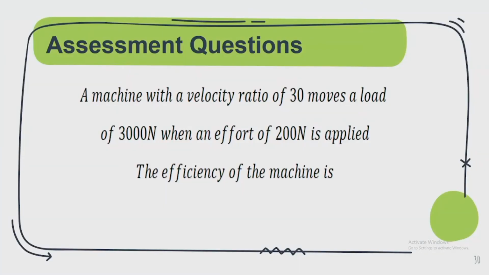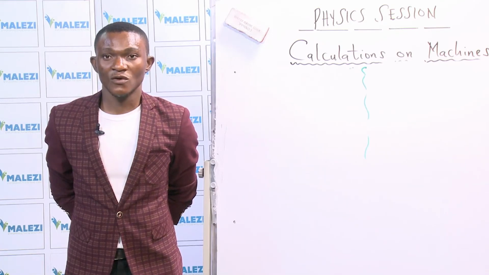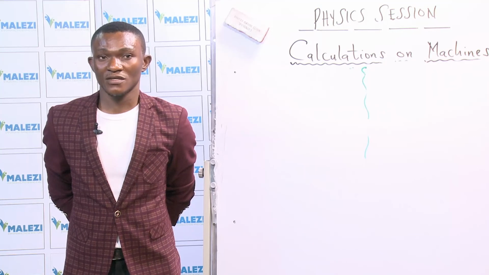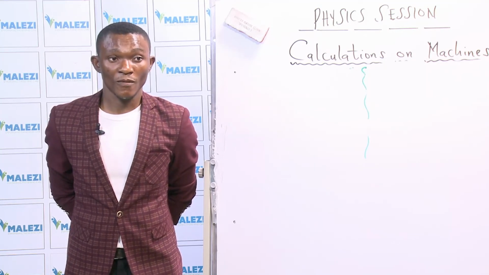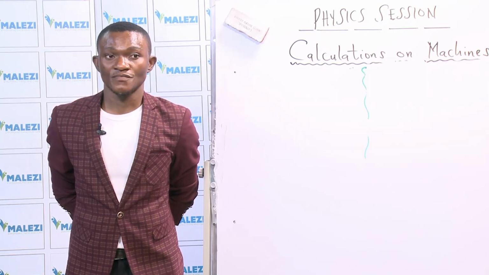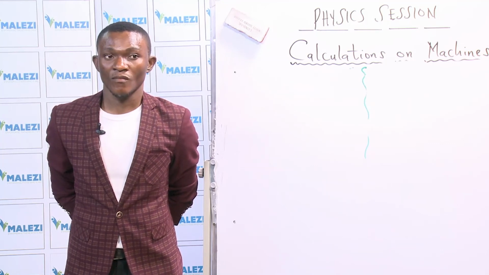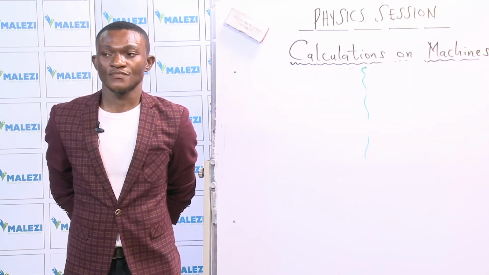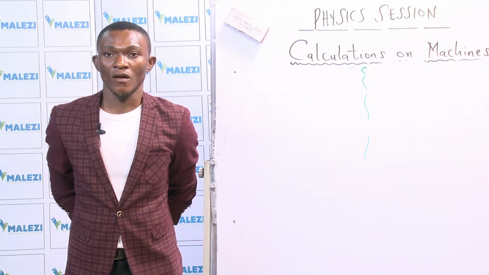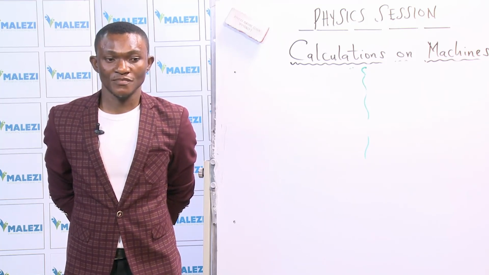So the first question here is saying that a machine with a velocity ratio of 30 moves a load of 3,000 Newton when an effort of 200 Newton is applied. The efficiency of the machine is, okay? So I need your answers to that question. So I'm still waiting.